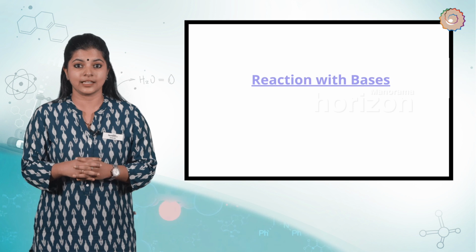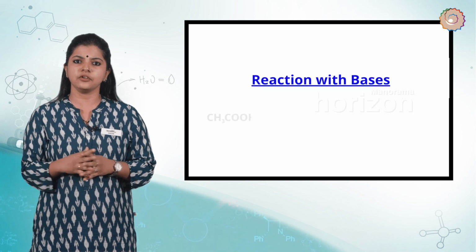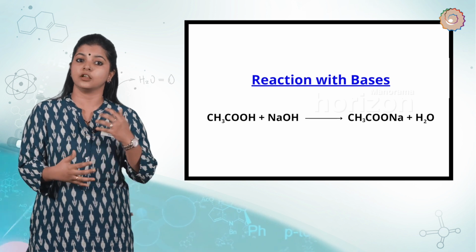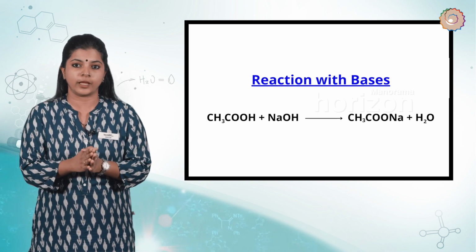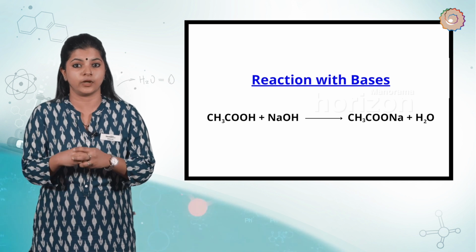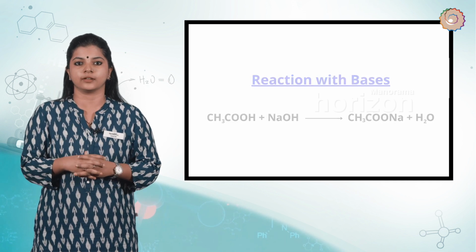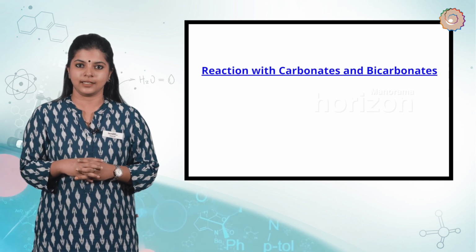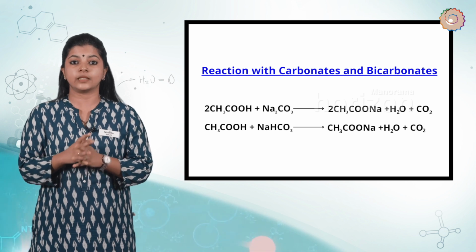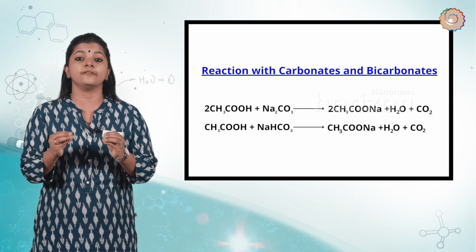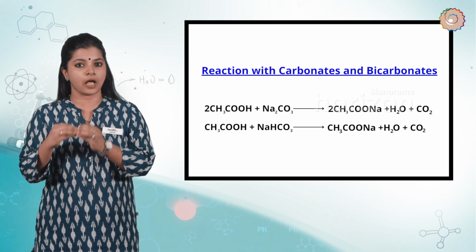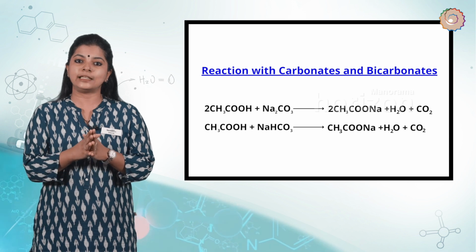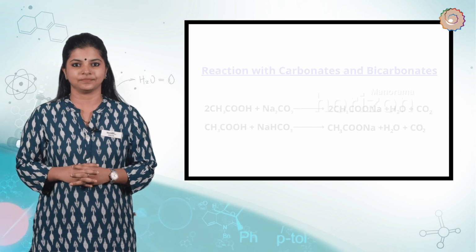The second reaction is the reaction with a base. Like mineral acids, ethanoic acid reacts with a base such as sodium hydroxide to give a salt which is sodium ethanoate or commonly called sodium acetate, plus you get water. The third reaction is the reaction with carbonates and hydrogen carbonates. Ethanoic acid reacts with carbonates and hydrogen carbonates to give rise to a salt plus carbon dioxide plus water. The salt produced is commonly called sodium acetate.